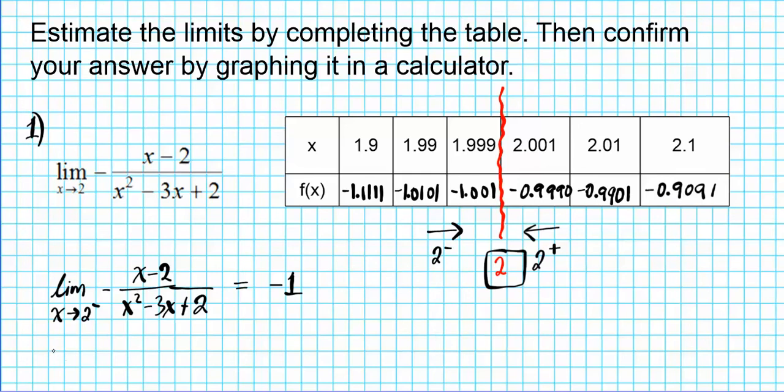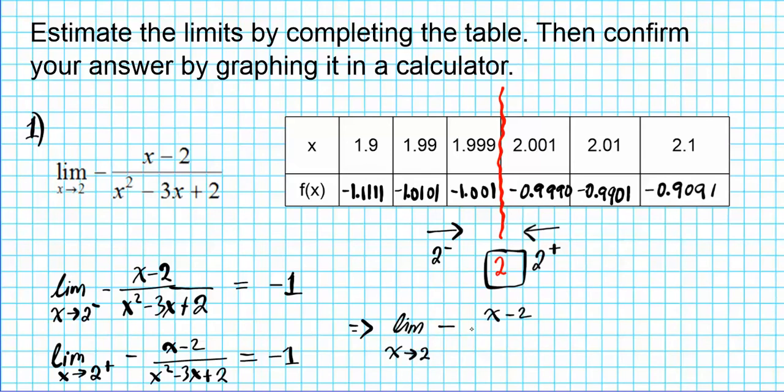Okay, so the right-hand limit as x approaches 2 from the right of the function x squared minus 3x plus 2 is equal to negative 1. Now, since both limits are the same, guess what? This implies that the double-sided limit, the limit as x approaches 2 of the function negative x minus 2 over x squared minus 3x plus 2, is equal to negative 1. So this is just our numerical result.